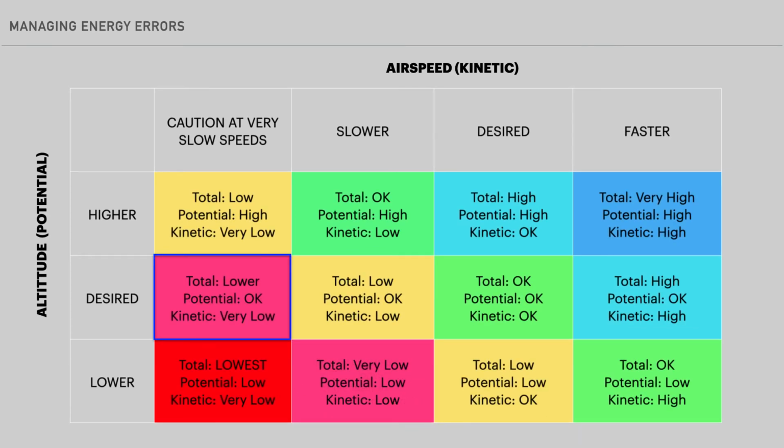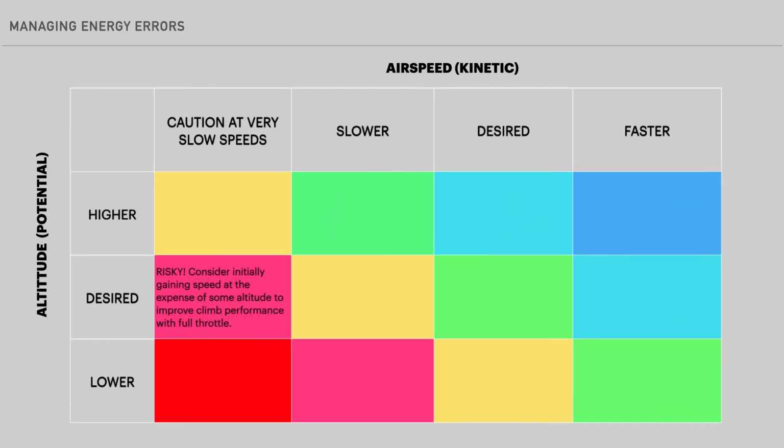The next condition is risky. The pilot has the desired altitude, but a very low airspeed. In this configuration, there will likely be considerable induced drag, which should be mitigated. If there is altitude available to trade, then consider initially gaining some airspeed at the expense of altitude. Add full power and establish a climb when there is sufficient energy available.